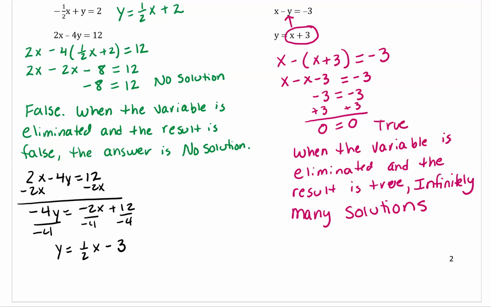And I can prove this to you again. Here's some bonus material. If we solve the first equation for y, if we put this in slope-intercept form, I can subtract x from both sides and divide everything by -1. And we can see that the two equations are the same, making them the same line.